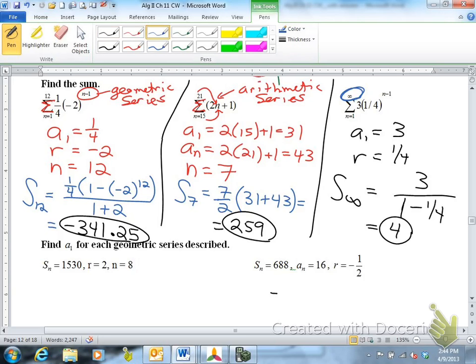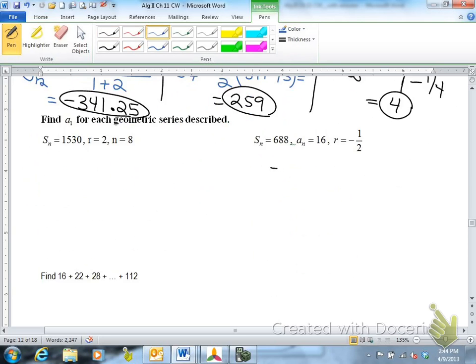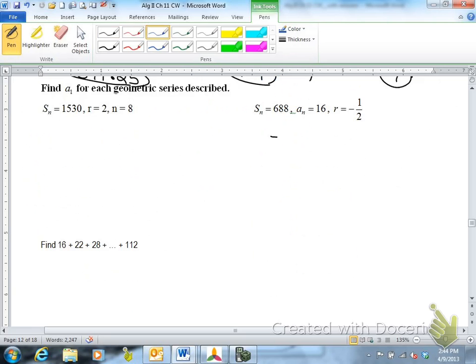Moving on. Find a sub 1 for each geometric series described. So a sub 1, you're given a sum. You're given r, so this is a geometric series. Capital S is series, r is geometric. So you have 1530 equals a sub 1 times (1 minus 2 to the 8) divided by (1 minus 2). See if you could solve that for a sub 1 algebraically.